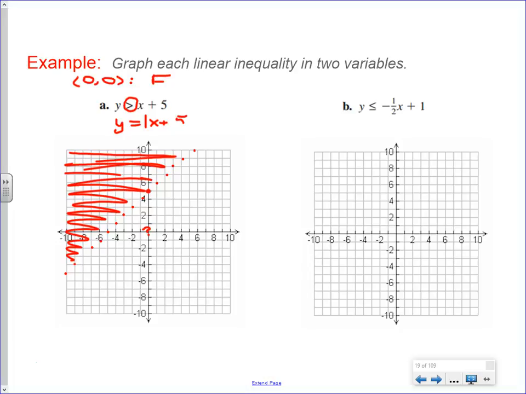Okay, I'm going to go on over and start doing the other example. That's okay with you kids. Let's see how your lines work out.